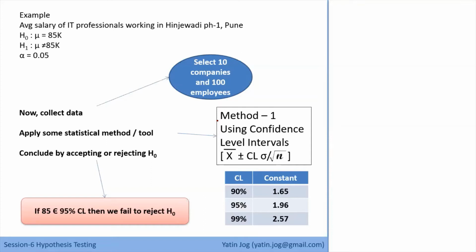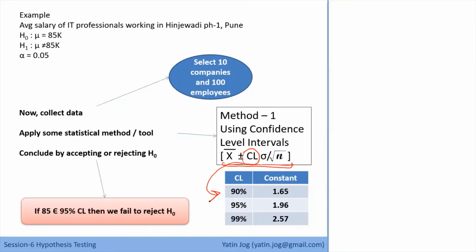Suppose now we are going to implement method number 1, which is using confidence level intervals. We have discussed the formula part, what is the meaning of this formula, and how I'll get the interval or the set of values to test. The only part that was missing is the confidence level constant. So these are the confidence level constants. For 90%, the confidence level constant is 1.65. For 95%, the confidence level constant is 1.96. And for 99%, the confidence level constant is 2.57.